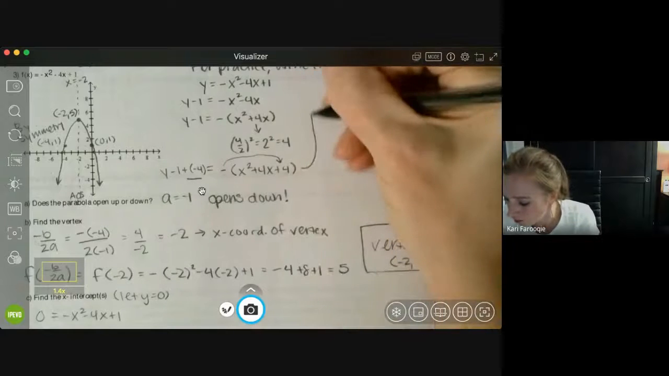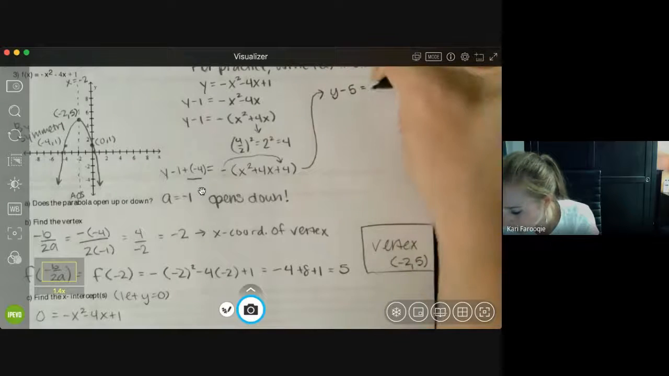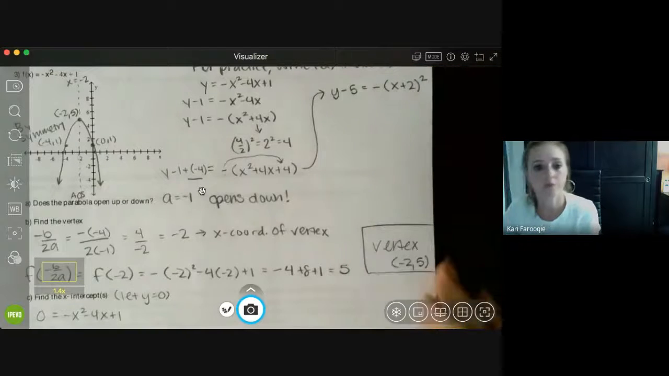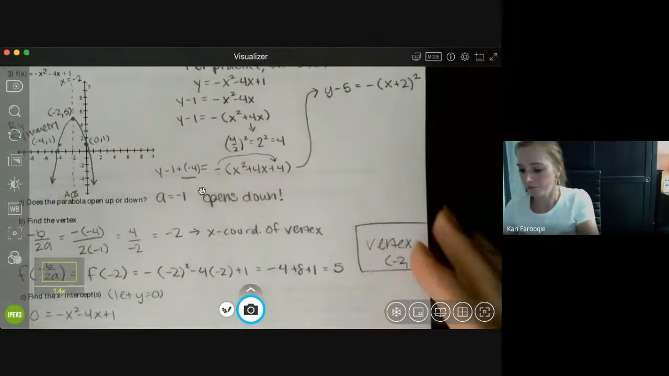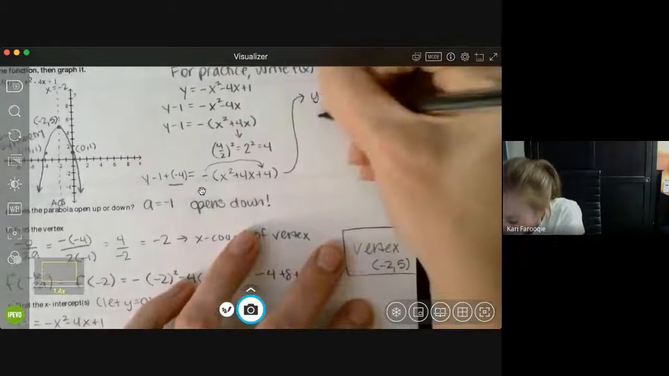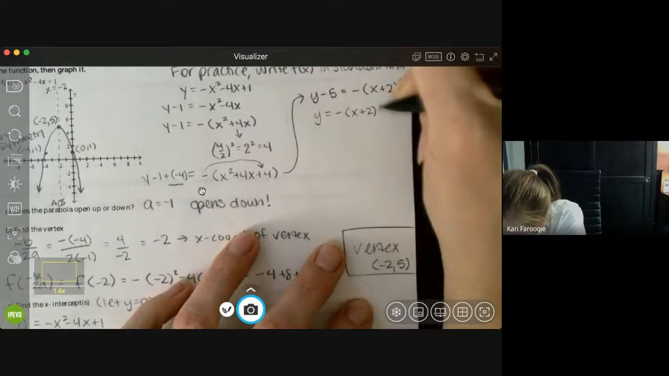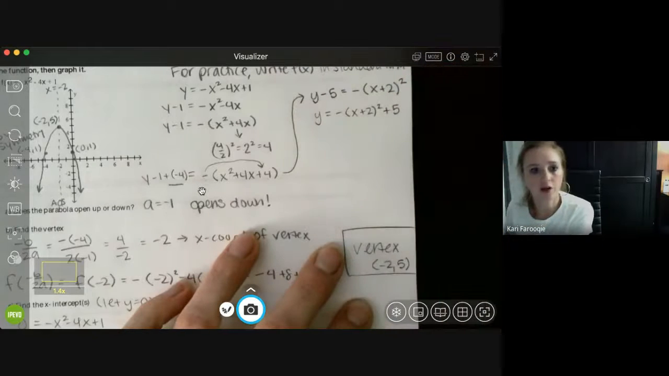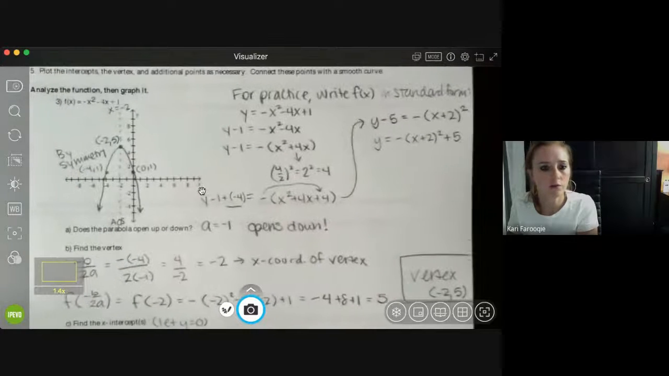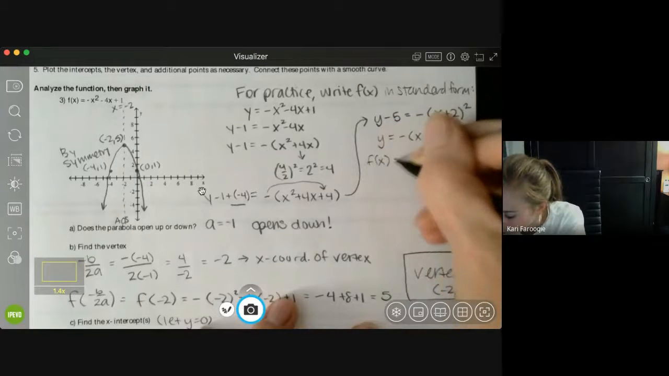Now we'll simplify. On the left we have y minus 5 equals negative, and then we'll complete the square, x plus 2 squared. And then to get this into a standard form notation, just add 5 on both sides. And if you want to change the y to f of x, that would be fine, but you don't have to. I will, just to make it official.